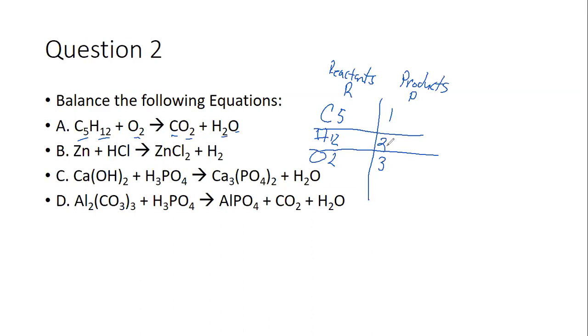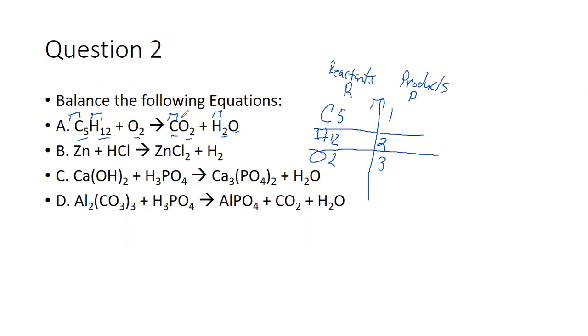Your goal is to make the numbers on the left-hand side of this line and on the right-hand side to be exactly the same. All right. So the way I go about this is that I will pick an element that only appears in one compound on one side of the equation. By that, I mean I can either pick between hydrogen or carbon. Hydrogen only appears in one compound on the left, one compound on the right. Carbon appears in one compound on the left, one compound on the right.